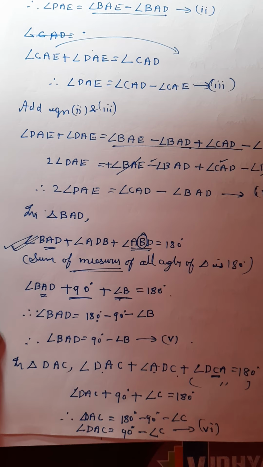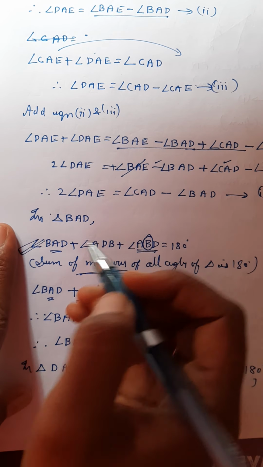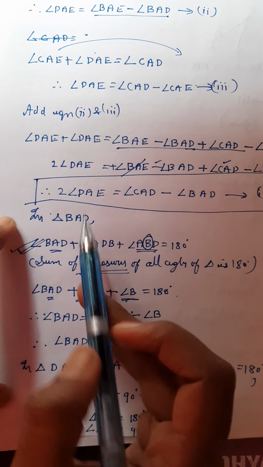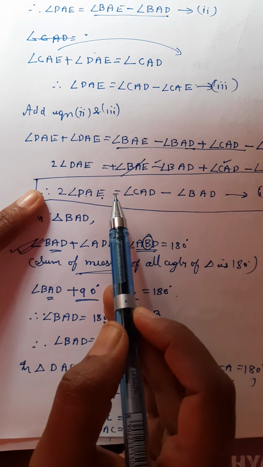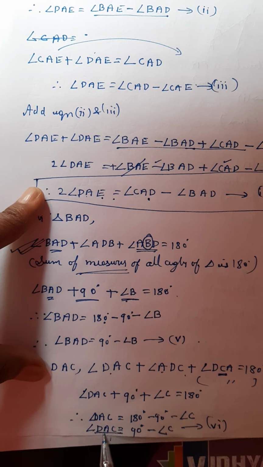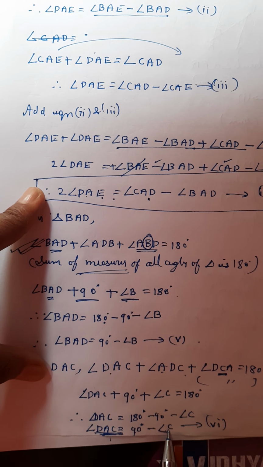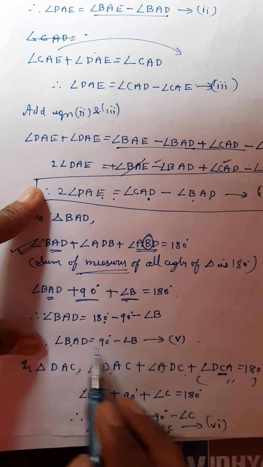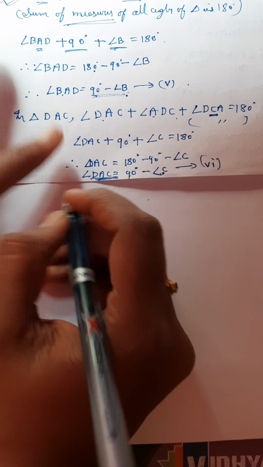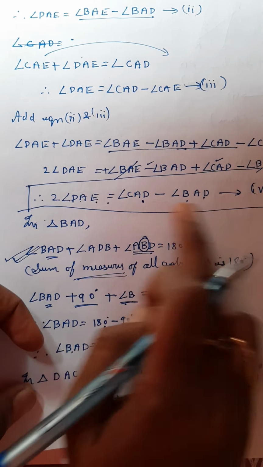Now again come to this here, 2DA. This is a very important step. Here 2 angle DAE is equal to CAD. Instead of CAD we will write here CAD is equal to 90 minus C degree, correct? Instead of BAD we will substitute 90 minus angle B. So I'll write in the next page. So here I will write this equation 4 again here.